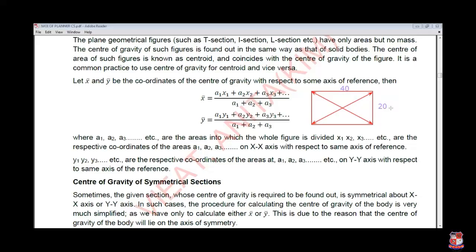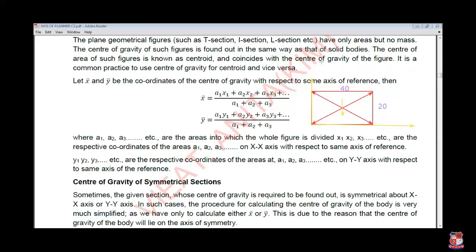So x bar is equal to, first of all, you have to consider the outermost axis. This is your outermost axis here, and another one is here. If you want to find out the x bar, you have to take it as a reference axis. So x bar for this rectangle is equal to 40 by 2. Okay, so it is lying like that here. And y bar you have to consider from this axis. So that is equal to 20 by 2, that means 10. So x bar, y bar is equal to 20, 10.